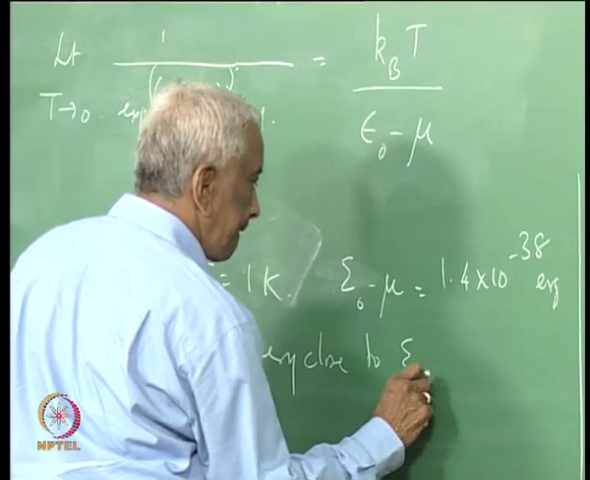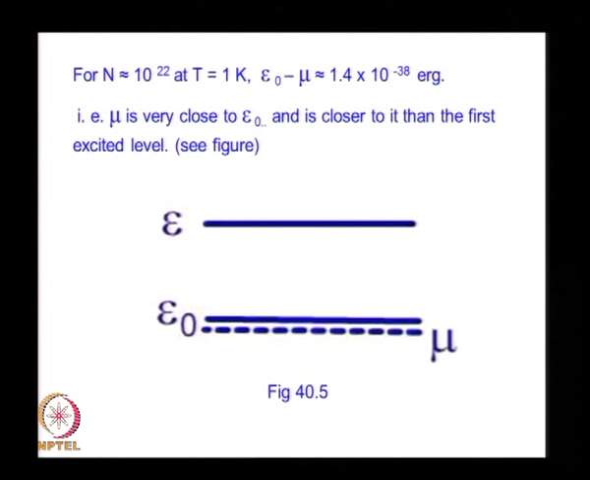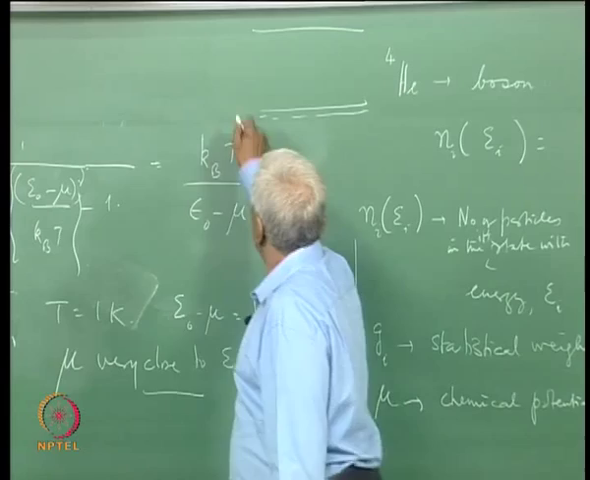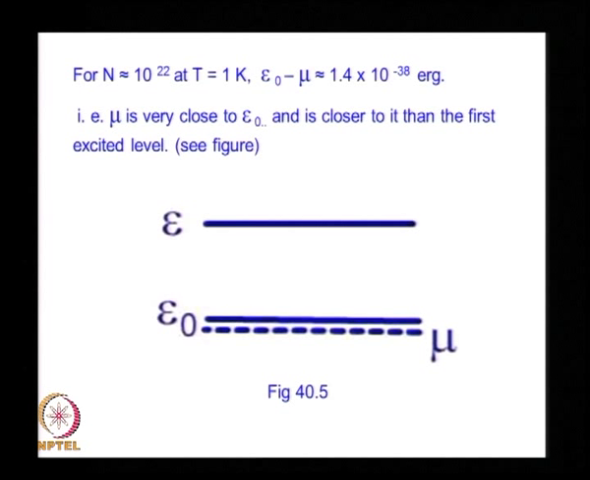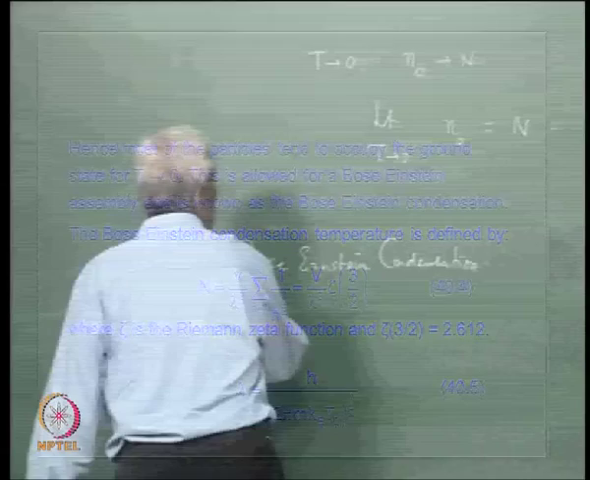This situation is shown in figure 45, where mu is shown to be extremely close to epsilon naught and closer to it than the first excited level. The first excited level lies here and mu is somewhere here. So, this is epsilon naught, this is epsilon 1, this is mu. Hence, most of the particles tend to occupy the ground state for T tending to 0. This is of course possible for a boson assembly, and this situation is known as the Bose-Einstein condensation.